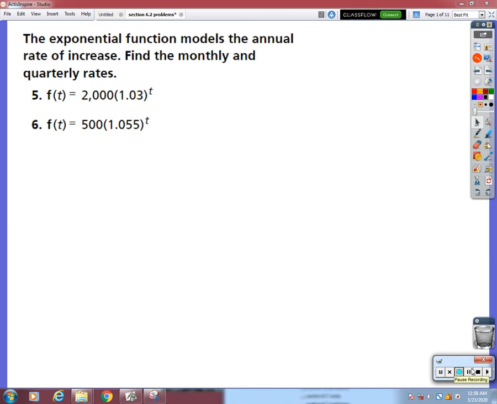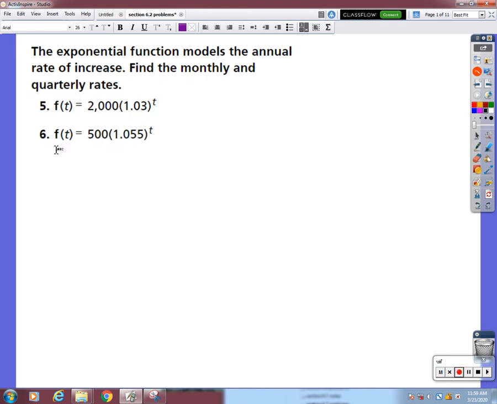Okay, let's go through some of these problems here. So this one says the exponential function models the annual rate of increase. Find the monthly and quarterly rates. So to find the monthly rate, you just have to take the annual rate and raise it to the 1/12th power.